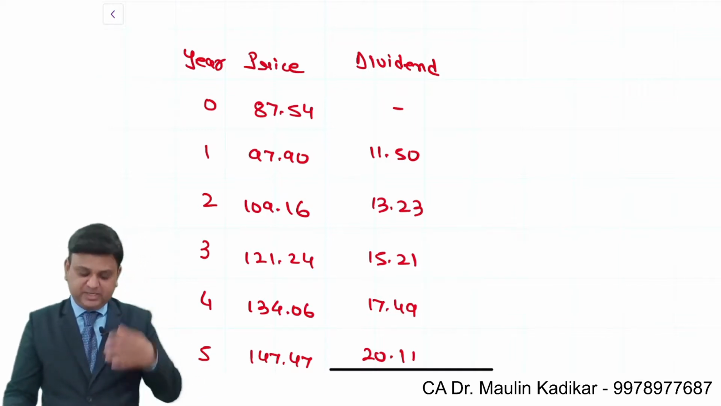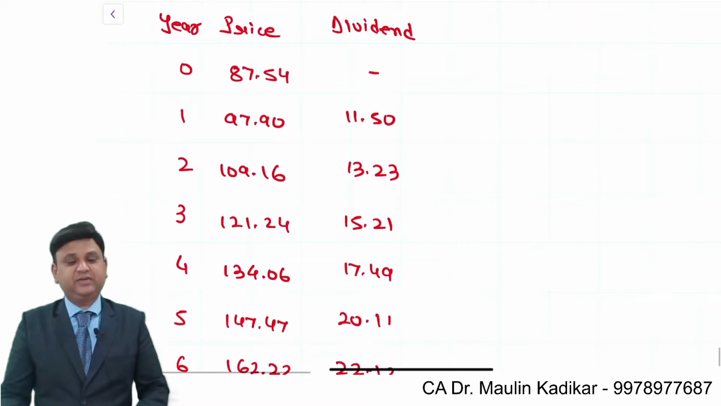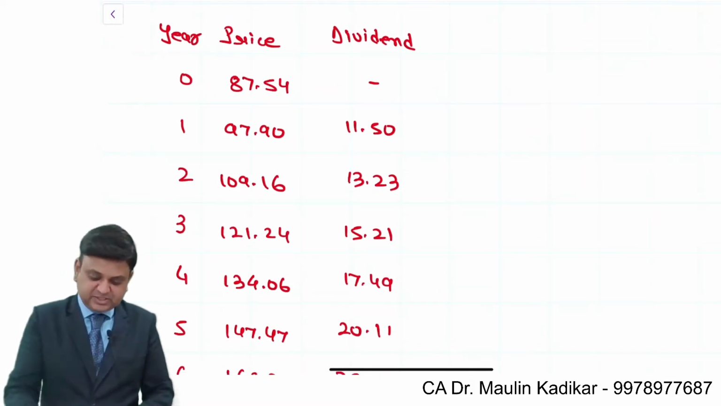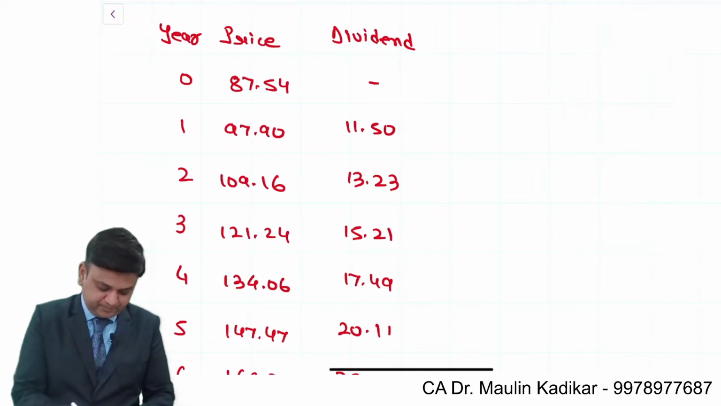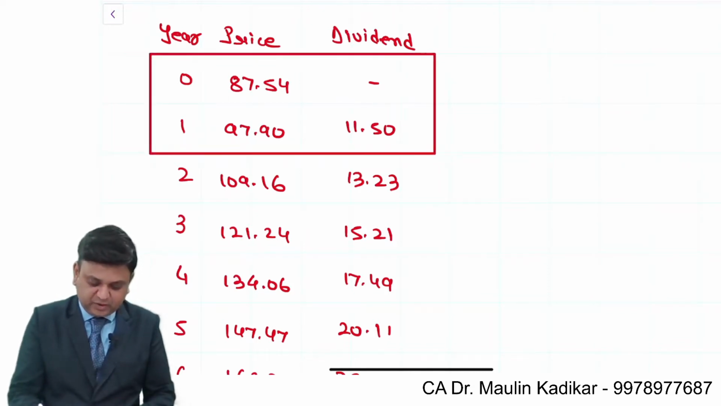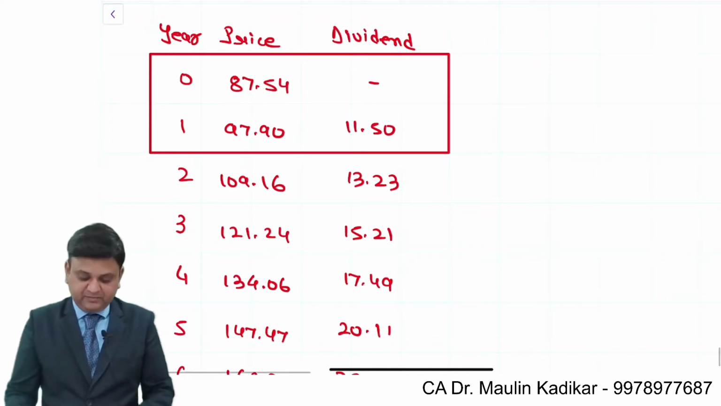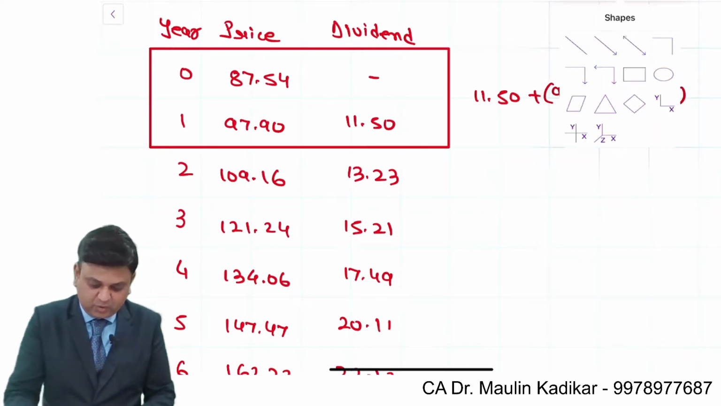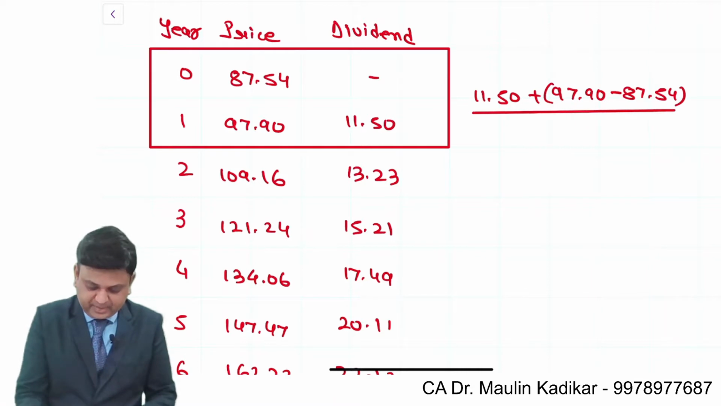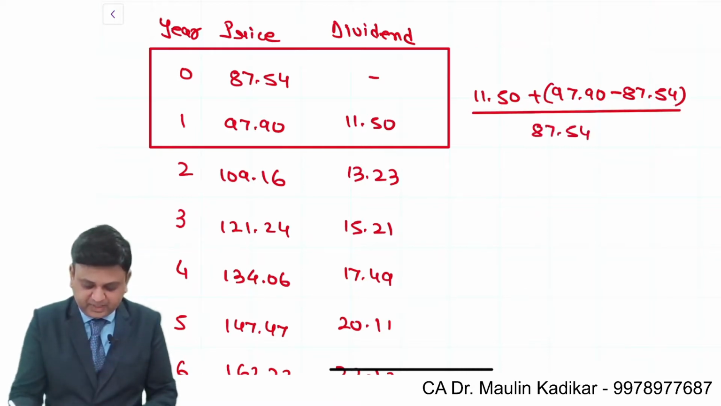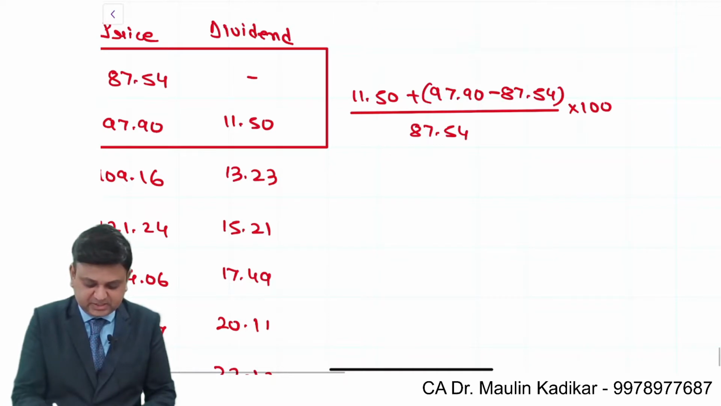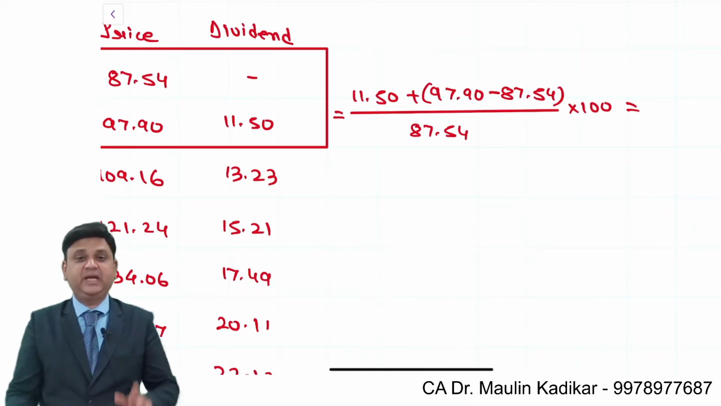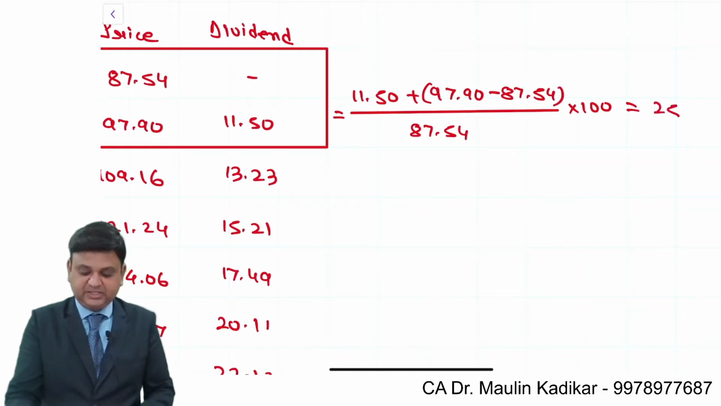Let us see now the answer conceptually, verifying whether my statement is correct or not. Suppose somebody is purchasing the security in year 0. Then in that case, what would be his return for holding the security for 1 year? His return will be 11.5 plus 97.90 minus 87.54, whole divided by 87.54, into 100 for getting the answer in percentage term, and you will find that the return would be exactly 25%. Kindly check the answer.